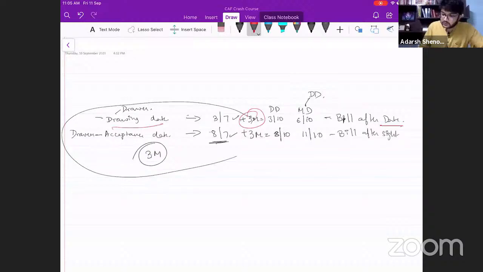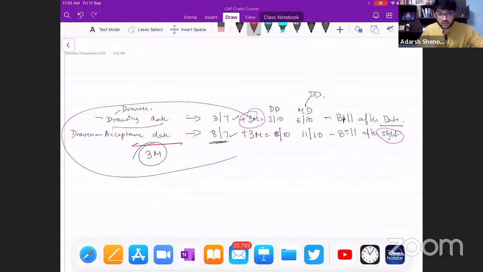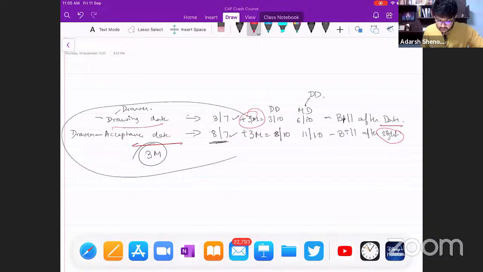And what if it is bill after sight? What should we add it to? We have to add it to the acceptance date, that is the date of acceptance. So we discussed all this in the class yesterday. Today we will see one more type of bill, which is the third one.